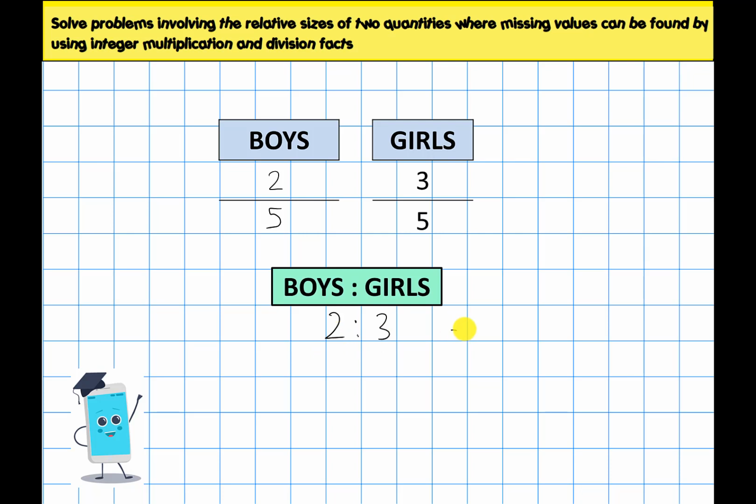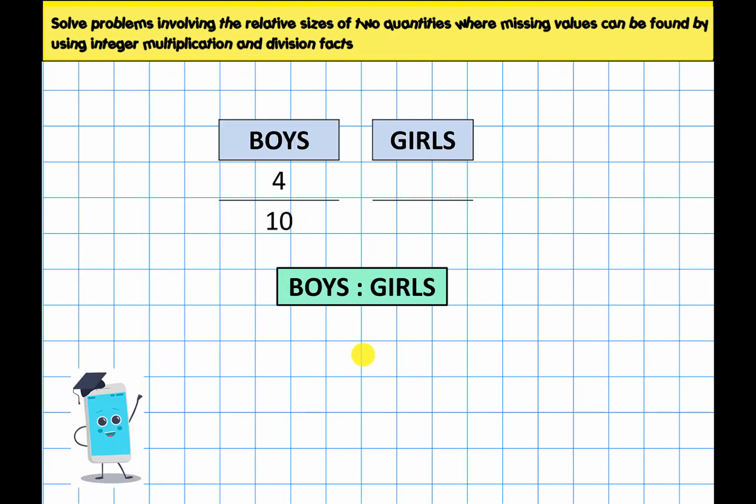And if I was to add that up, my 2 and my 3 comes to a total of 5. 3 out of 5 are girls, 3/5. 2 out of the 5 are boys, 2/5. But with ratio, we write one amount compared to another. For every 2 boys, there are 3 girls.